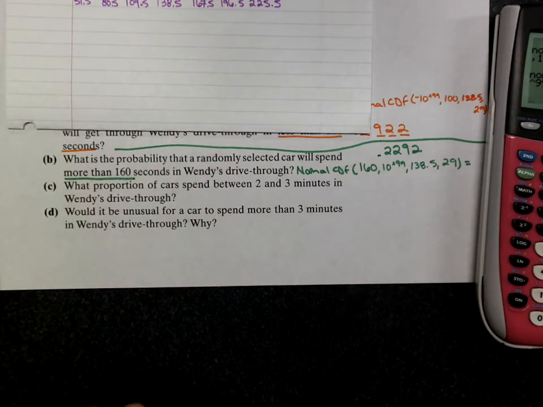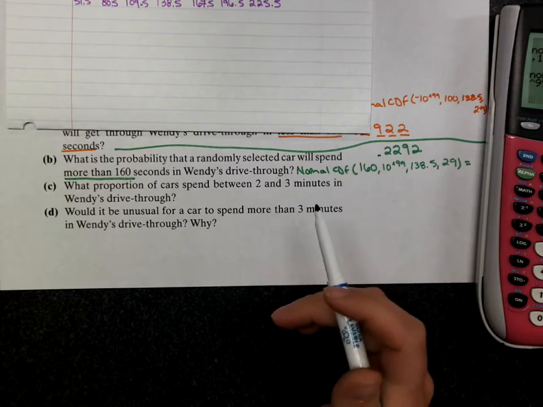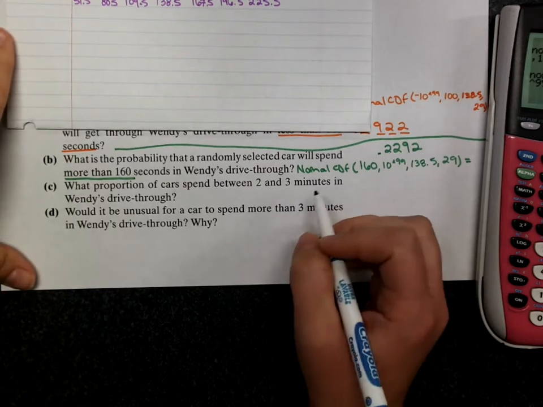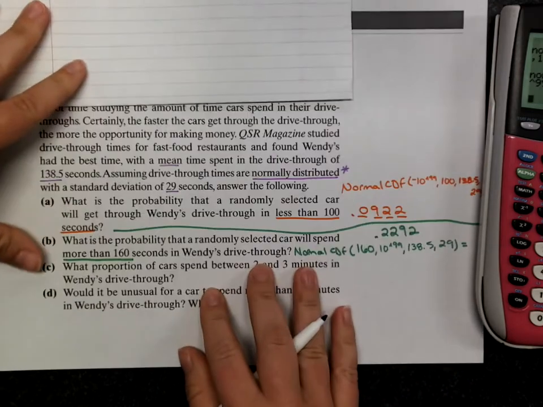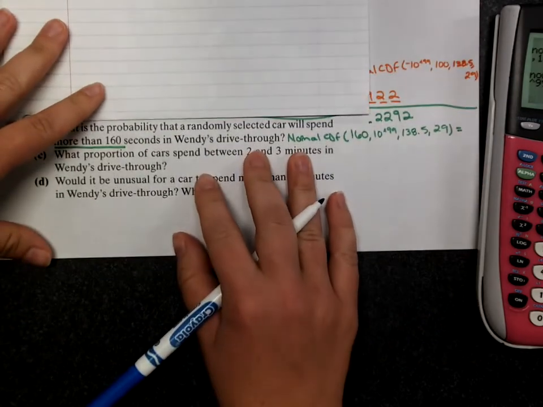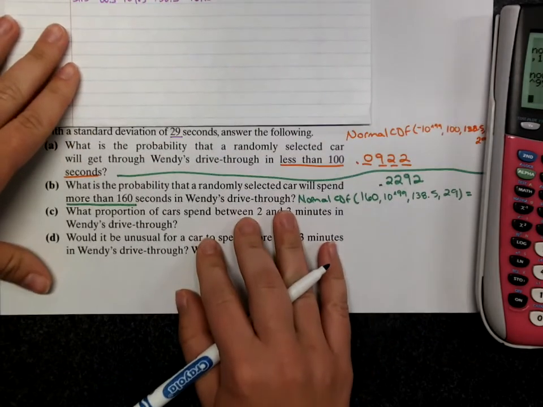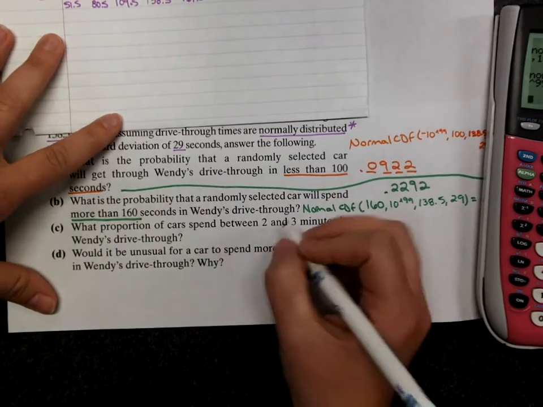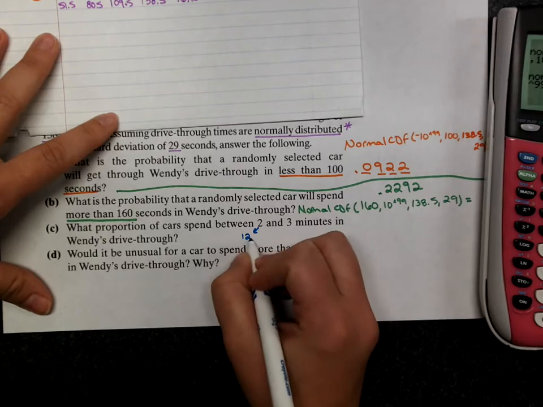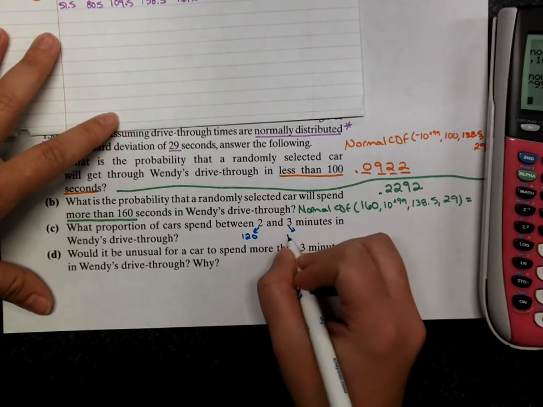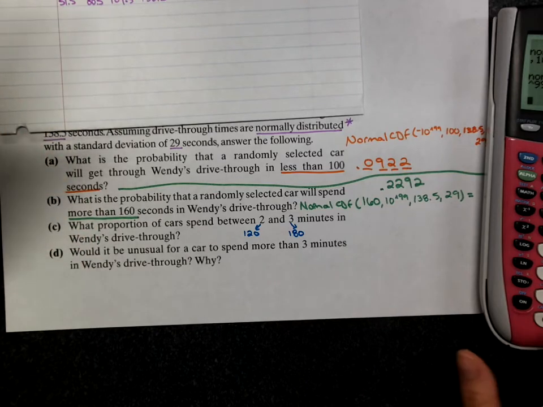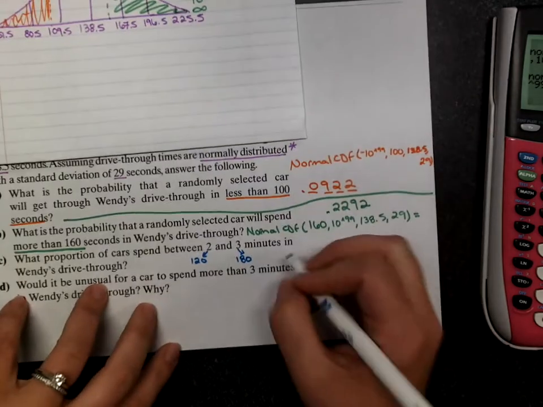Change colors again. Part C, what proportion of cars spend between 2 and 3 minutes in the Wendy's drive-thru? Now be careful. We've been talking in seconds, and now they're switching to minutes. Hopefully that triggered because the numbers we're working with are big, and then 2 and 3 are super small. So remember, 2 minutes would be 120 seconds, 3 minutes would be 180 seconds. They're not trying to trick you, just pay attention to your units.